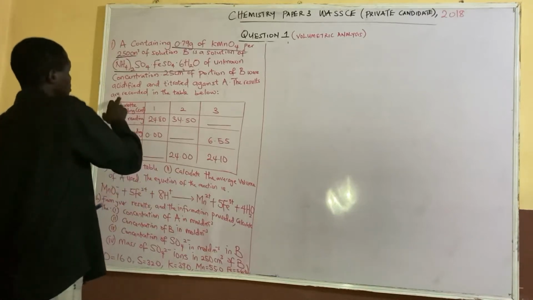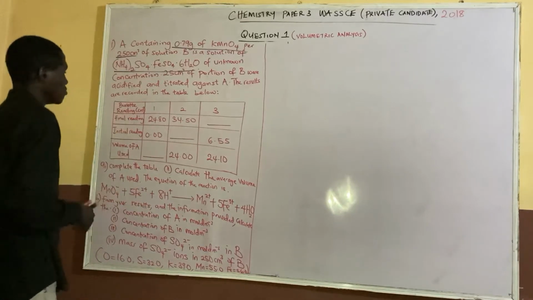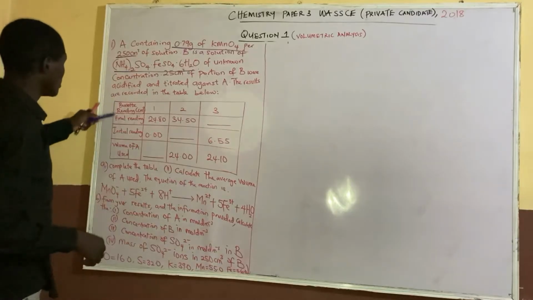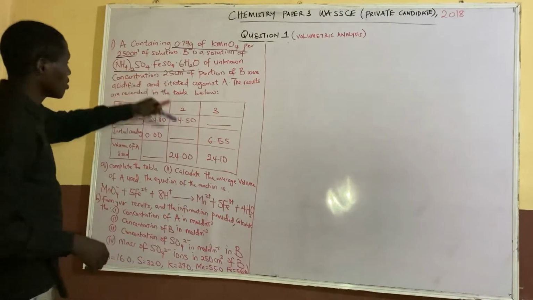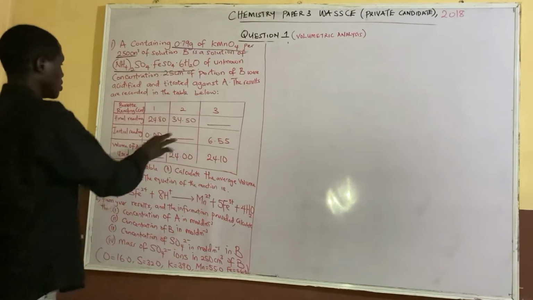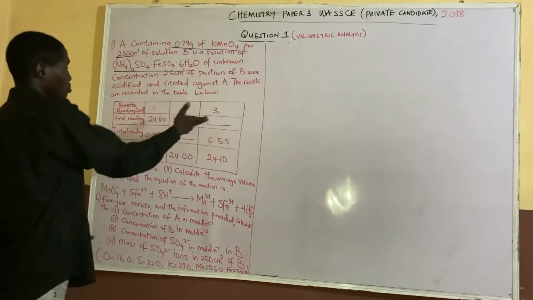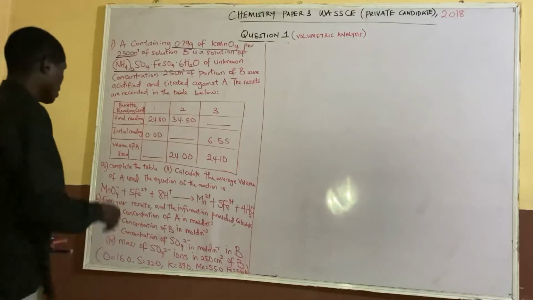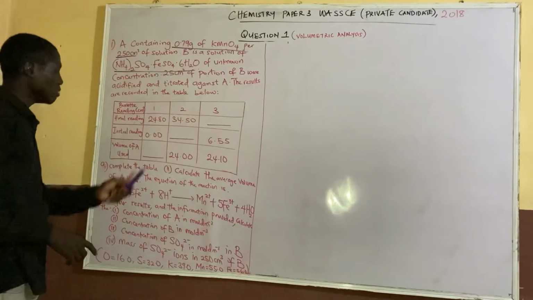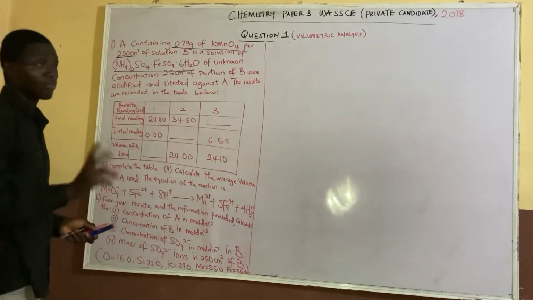The results are recorded in the table below. We have the burette reading, first titre, second titre, and third titre. But in this table we have incomplete readings, with spaces that we have to fill in. The first question says: complete the table.